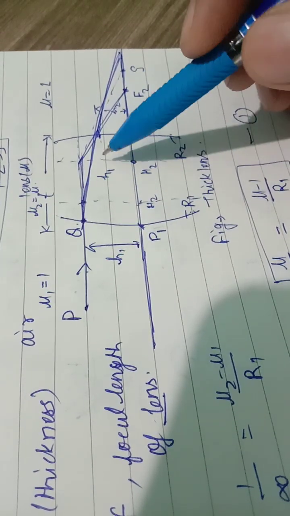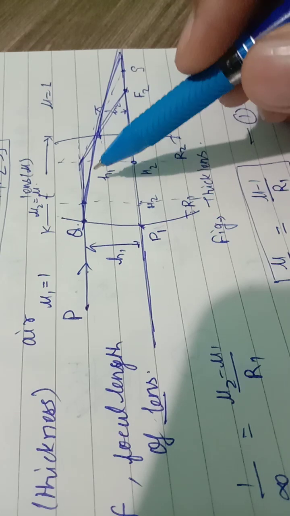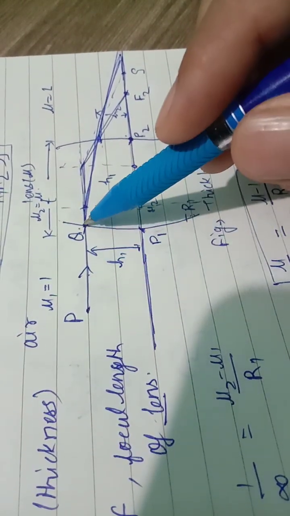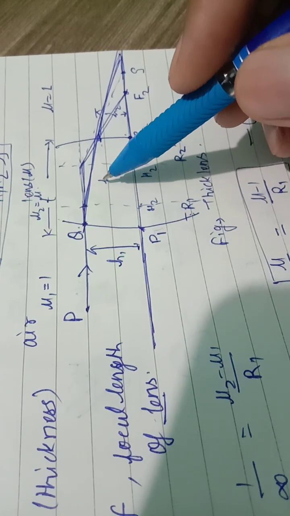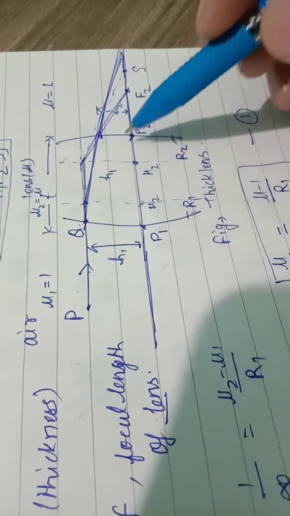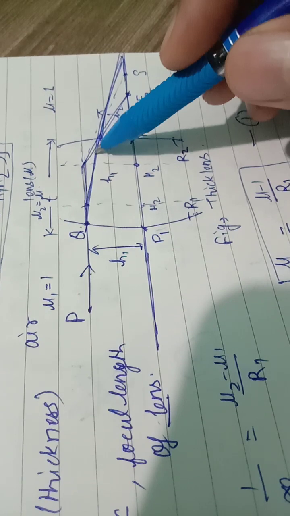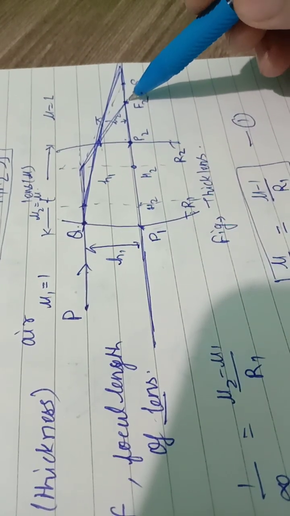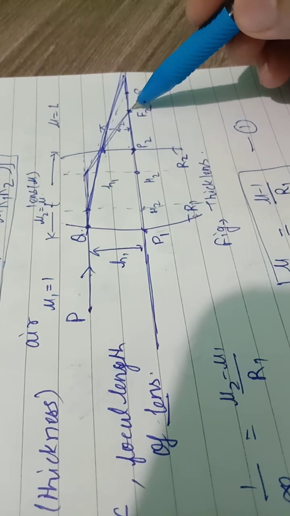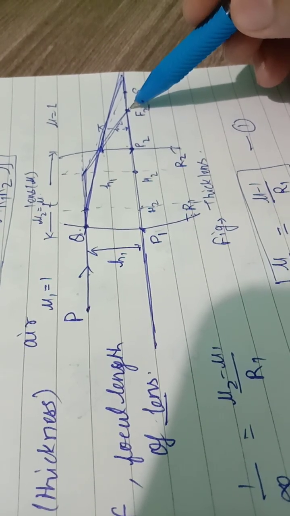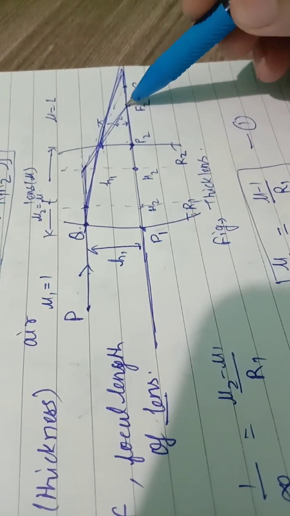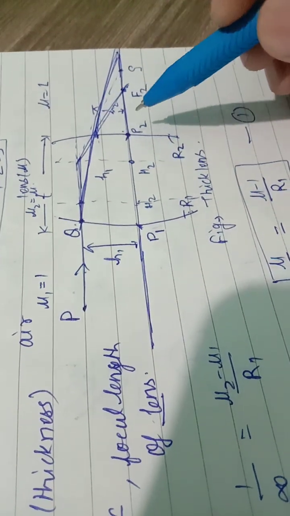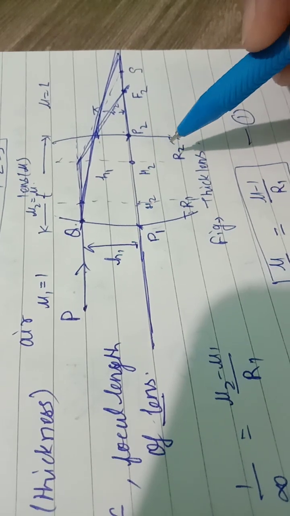and then, as we know, if some light comes from infinity and is incident on the lens system, it will emerge through the second focal point, from f2. So our aim is to find the focal length of this system.